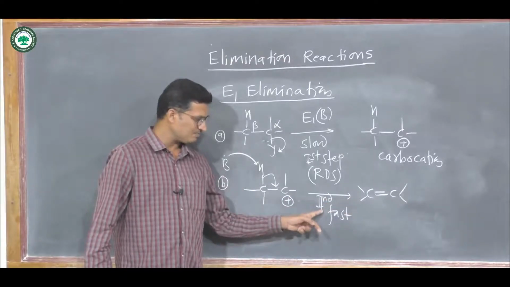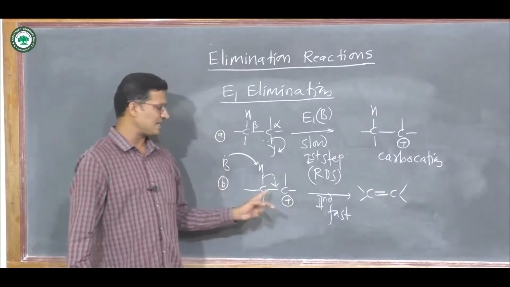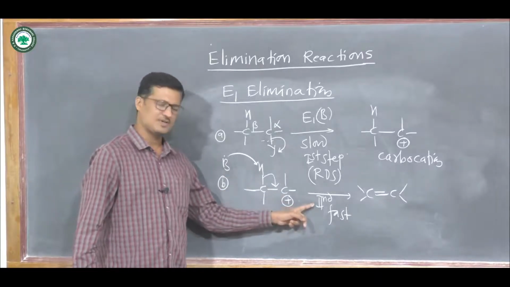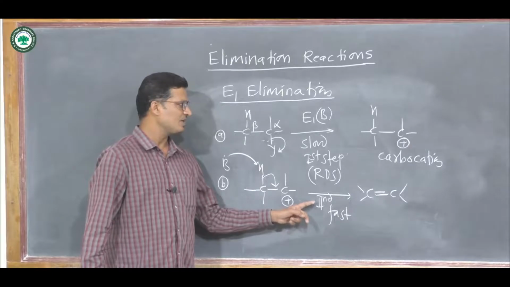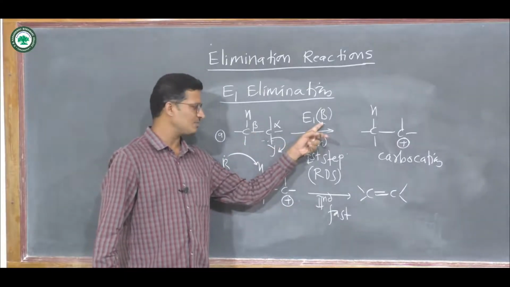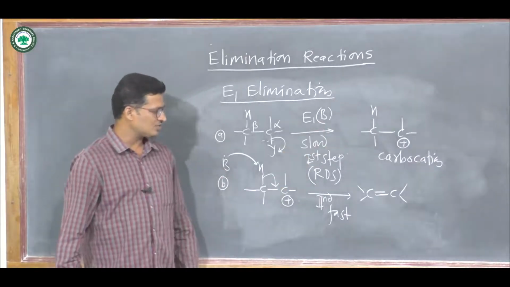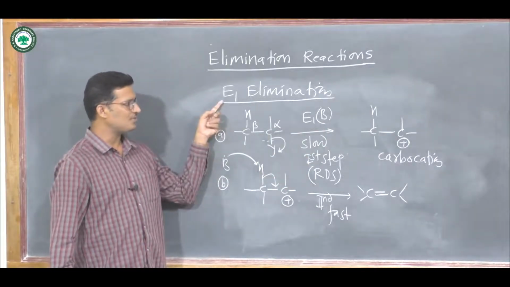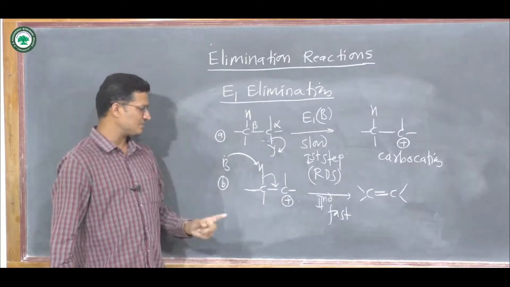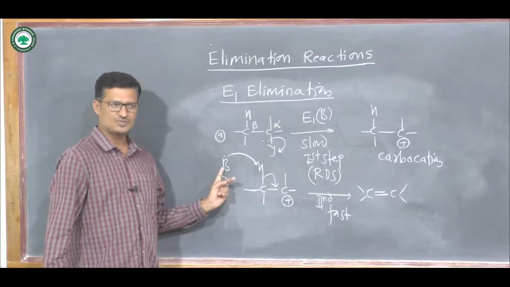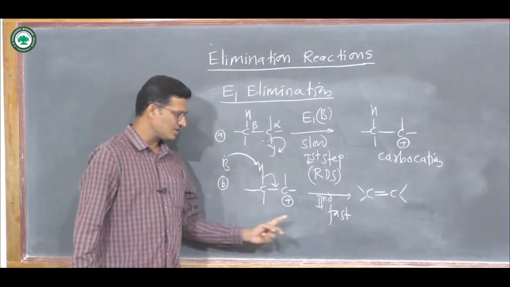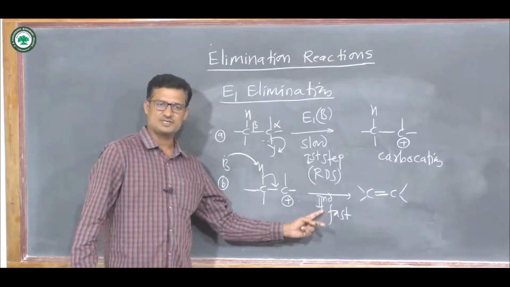The second step is a fast step, and in this fast step the base abstracts the proton. So that's why the rate of the reaction in E1 does not depend on the base. Neither the nature of the base nor the concentration of the base matters. The rate of E1 elimination does not depend on which type of base we use, because the base takes part in the reaction in the second step, which is a fast step.